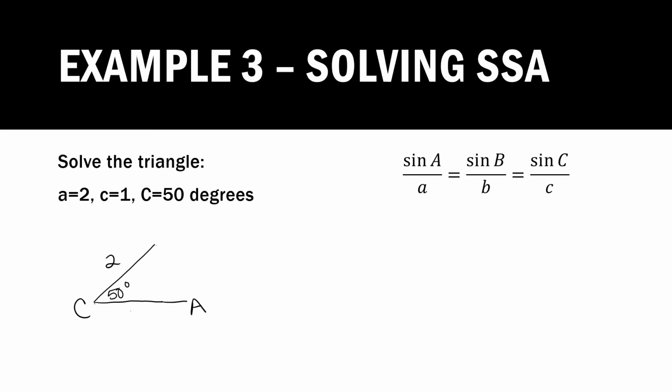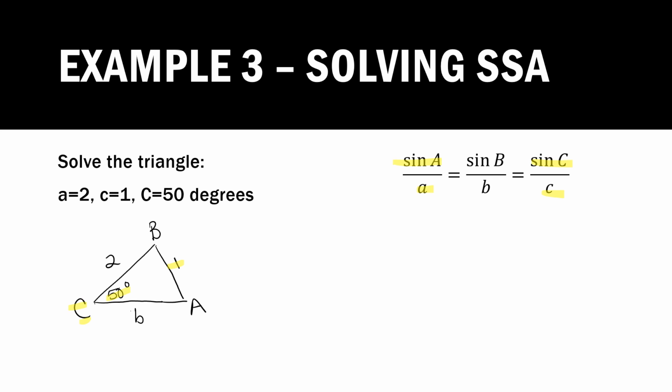So then this side c is equal to 1. So that means this is angle B. So we need to find angle B, and we need to find side b. Well, let's look at the information we have. We have this angle here, C, so I can use the sine of C. I have C and it's 50 degrees, and then I have the 1. I have a is 2.